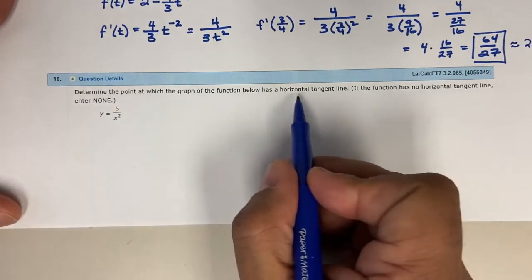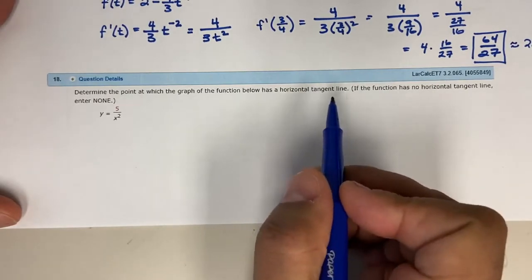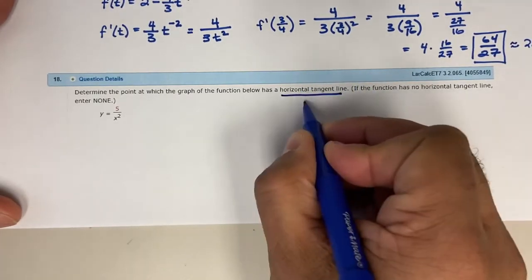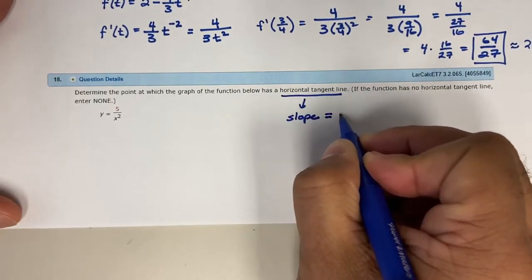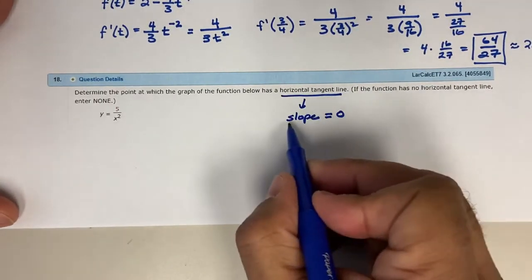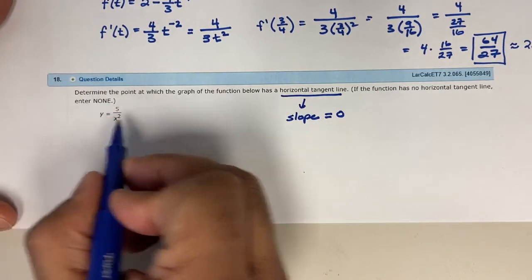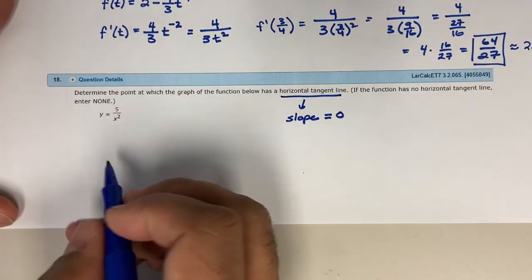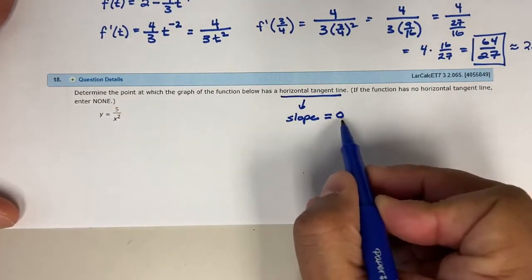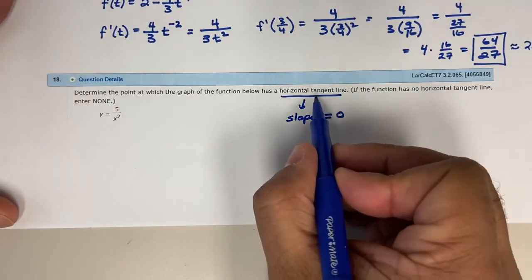of the function has a horizontal tangent line. Well, horizontal tangent lines happen when the slope is 0, right? That's what I translate that into. If it's horizontal, the slope is going to be 0. All horizontal lines have a slope of 0. So if the slope has to be 0, what I'm looking for is when the derivative is equal to 0. Remember, the derivative is a function that kicks out the slope instead of kicking out the height. So I want to set the derivative equal to 0, and that will tell me the x values where this function has a horizontal tangent line.